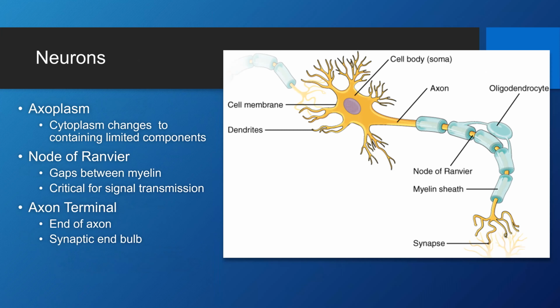Now in the axon, we have what we call axoplasm, because it's not the same cytoplasm that is found in a cell body. Cytoplasm changes to contain limited components, right? Like it doesn't have a nucleus, it doesn't have some of the organelles, right, that are found inside the soma. Now, axons can be myelinated. Not every single axon is myelinated, right? But most of them are.